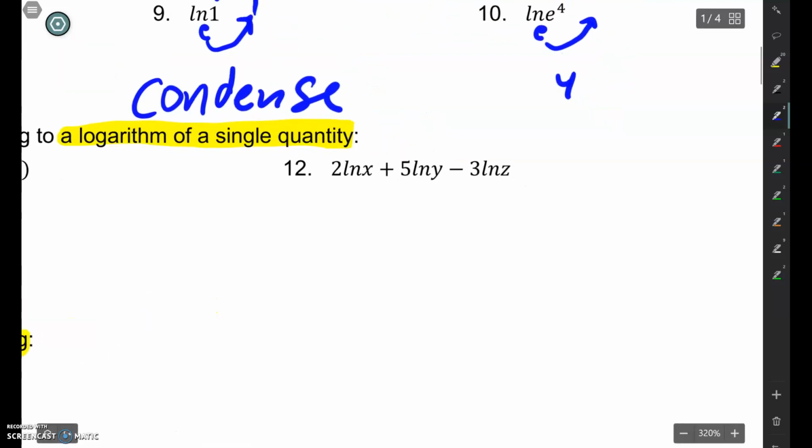I'll do number 12 because it uses all 3 rules. How do I know it uses all 3 rules? Because I see these numbers in front and I know it's going to be the power rule.